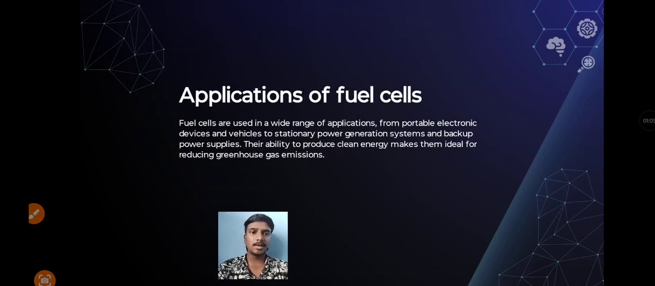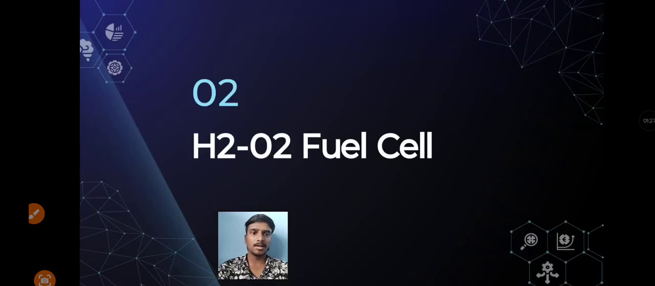Applications of fuel cells. Fuel cells are used in a wide range of applications, from portable electronic devices and vehicles to stationary power generation systems and backup power supplies. Their ability to produce clean energy makes them ideal for reducing greenhouse gas emissions.